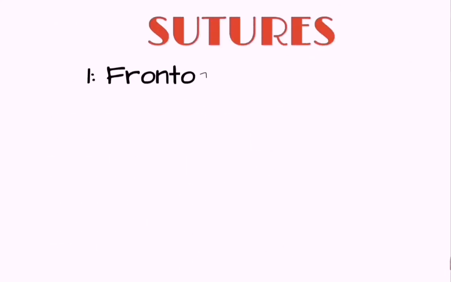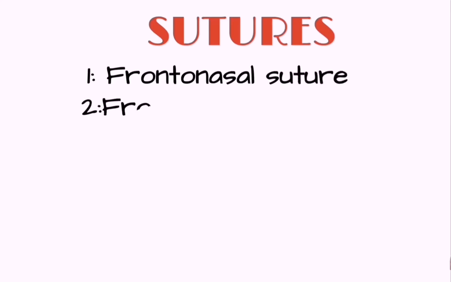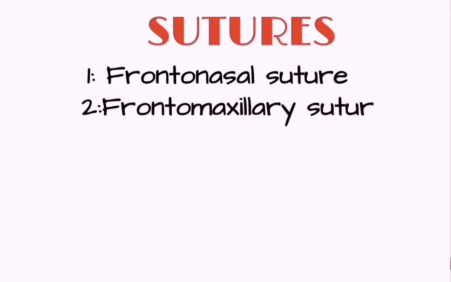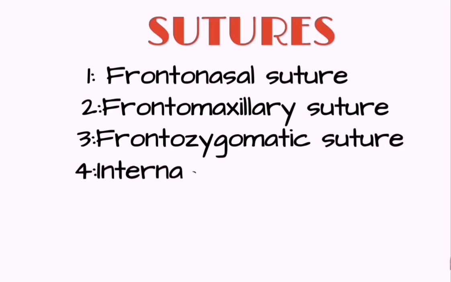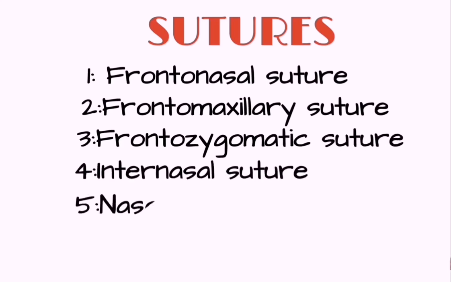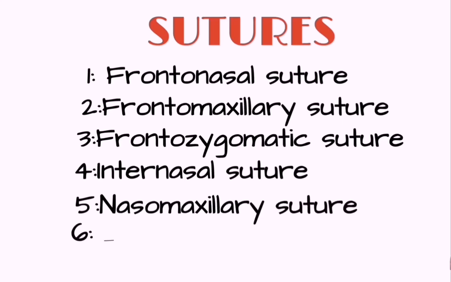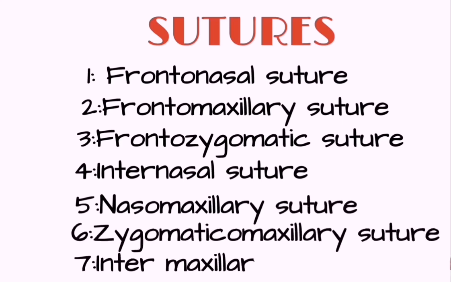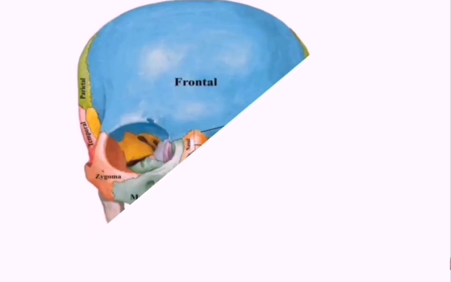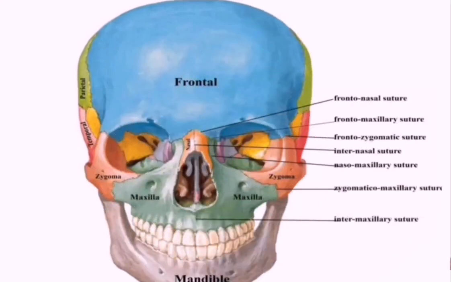Let's talk about the sutures. There are about 7 sutures related to the norma frontalis: the frontonasal, frontomaxillary, frontozygomatic, internasal, nasomaxillary, zygomatico-maxillary, and the final one is the intermaxillary suture. Sutures are named according to the two bones that are connecting.